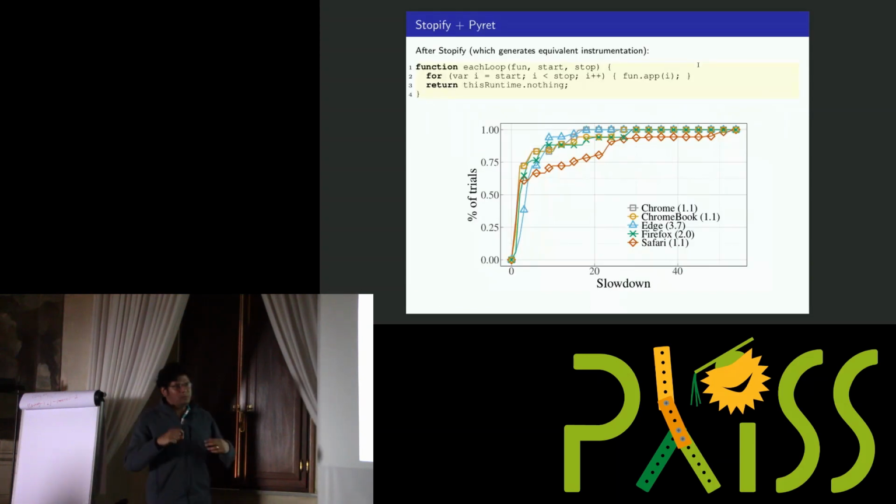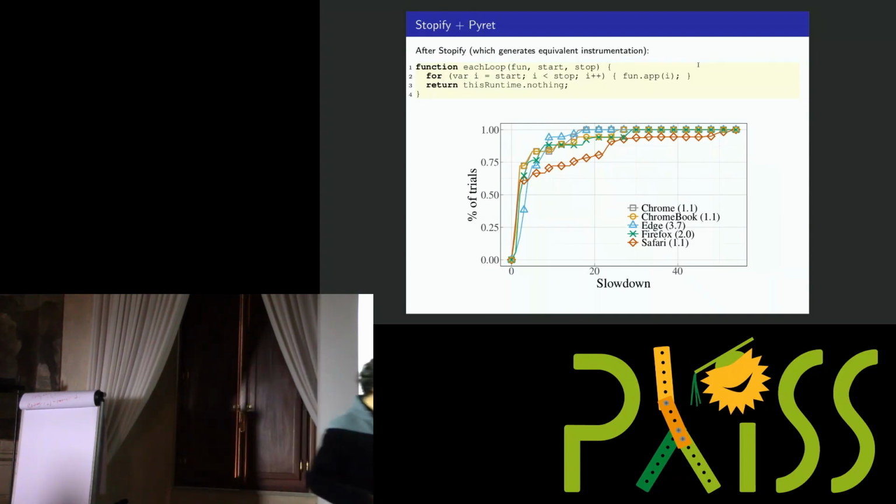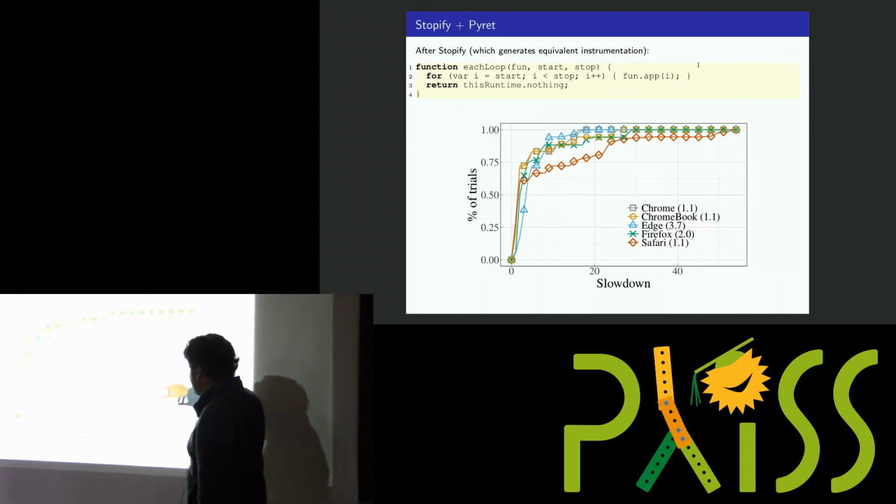So once we use Stopify, the implementation turned into that, which is the obvious way to implement this function. Okay, so here's another CDF of the performance on Pirate. So let's start with the medians that are in the legend. So the slowdown is about 1.1 on Safari, Chromebook, Chrome.